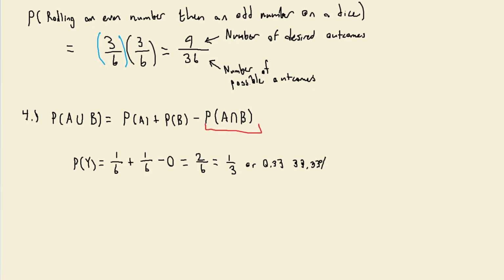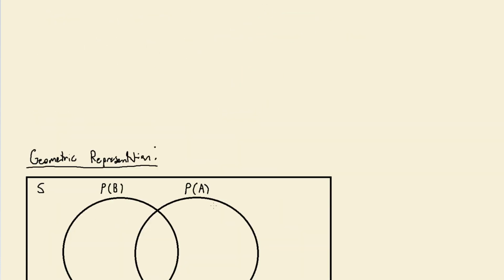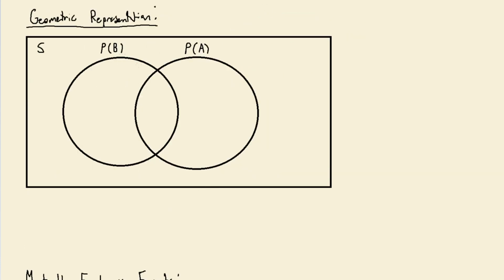So now I want to get into the business of explaining why we have this factor here that I've outlined in red. It doesn't seem intuitive at first. This is best understood geometrically. So I have a diagram here.